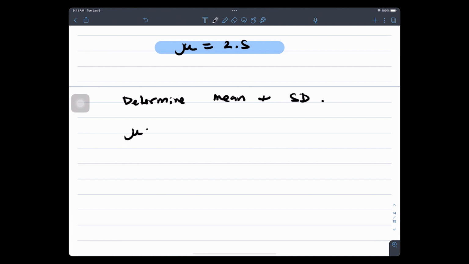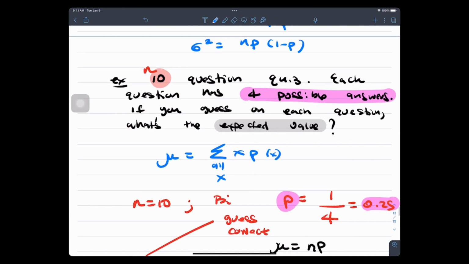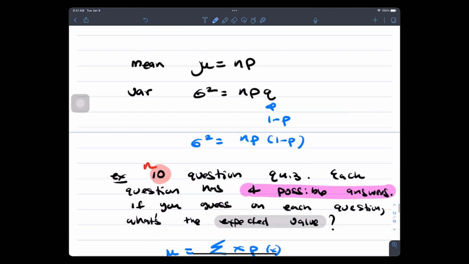Automatically, you go, oh, mean is np. Well, we just did that one. Mu was 2.5. You say, why? Because n is 10, little p is 0.25. You have a 25% chance of guessing correct on a question. Now, what if they ask for the standard deviation as well? Didn't we write that down? The variance is what?